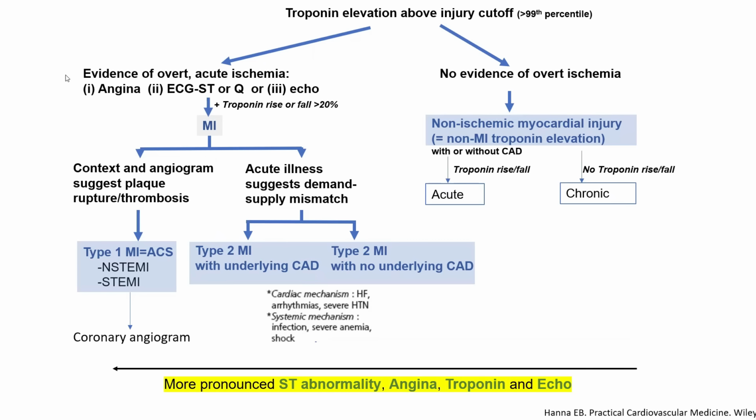Now, if the context suggests that the patient is presenting primarily with chest pain and no major other acute non-cardiac or cardiac illness, this is what we call type 1 MI, and this is what we call acute coronary syndrome. The term acute coronary syndrome means type 1 MI, which means acute plaque rupture and thrombosis. That's type 1 MI. And of course, there are non-STEMI and STEMI.